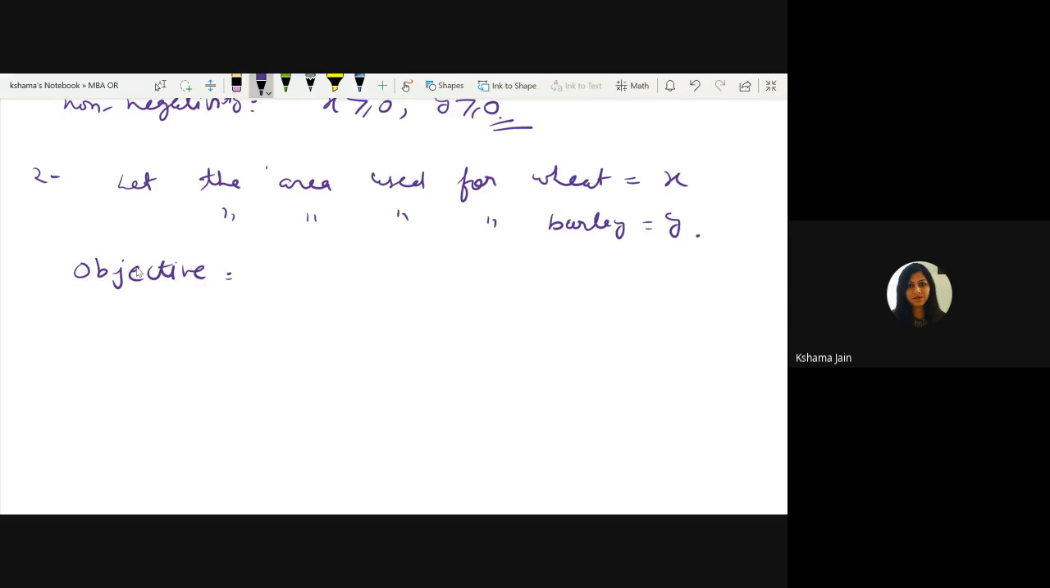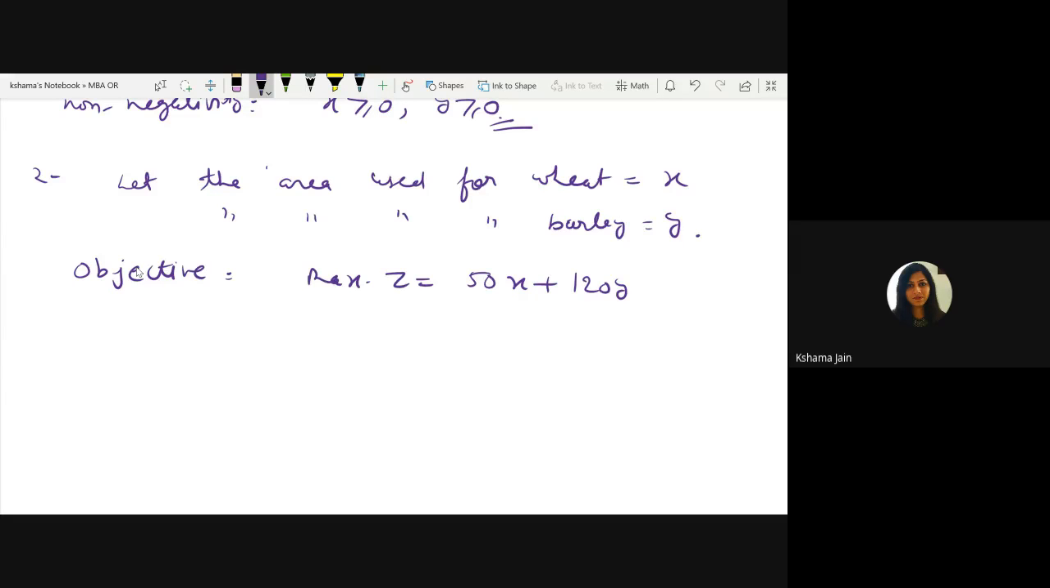What does he want, actually? Obviously, to maximize the profit. Tell me, just guess it, no problem at all. Not guessing means apply the logic, and no problem even if it is wrong. Ma'am, you said Z is profit, so we should consider Z equals 50x plus 120y. Perfect. Very good.